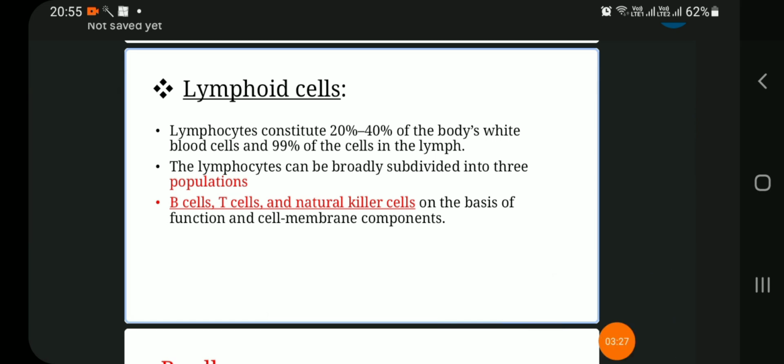All these three cells also have other attributes like specificity, diversity and self and non-self recognition. It can recognize whether the antigen is self or non-self. Also, it has diversity, which means it can kill as many antigens as possible. Specificity means all these three cells can kill a specific kind of antigen.